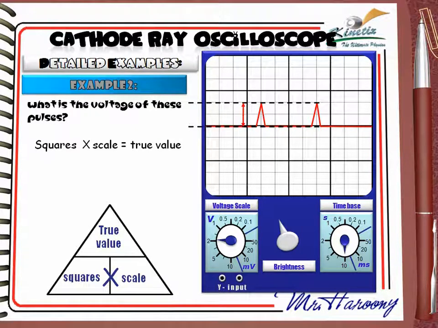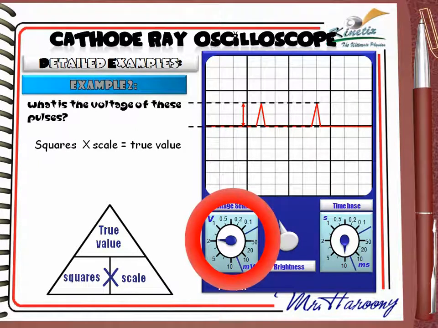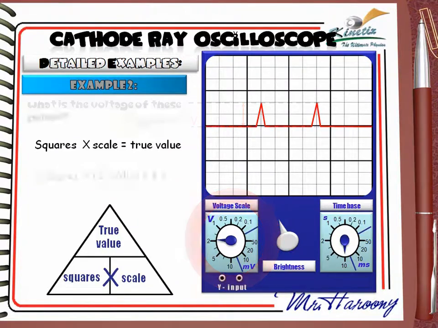This clearly shows 2 squares high. The scale is given by the voltage scale or Y gain control, and it's 2 volts per division. We find that 2 squares multiplied by the scale 2 volts per square shows that the true value is 4 volts. A new question is, what is the time between the 2 pulses?